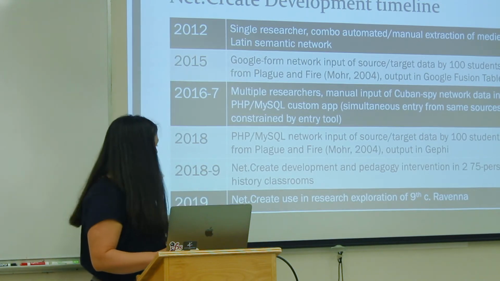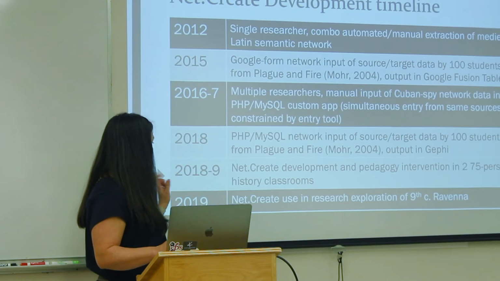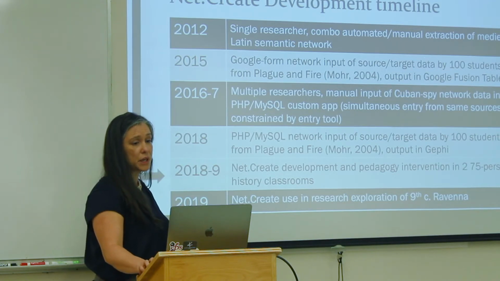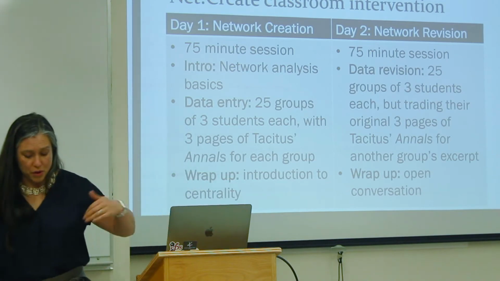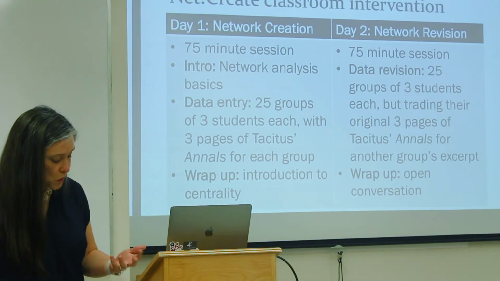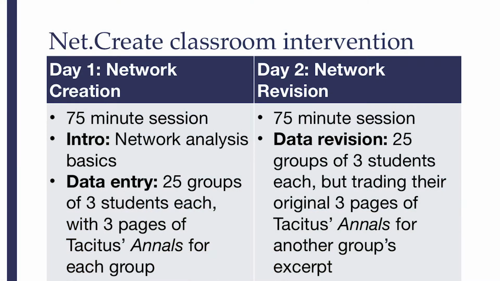So let's talk about the 2018-2019 version. What it looks like. And I will go to the network in just a minute and show you what students produced. In 2 75-minute sessions, we give students a text they've never read before. In the case I'm going to show you today, it's Tacitus's Annals of the Late Roman Imperial Court. Nero, who burned Rome down, and Claudius, his stepdad, and Agrippina, his mom.